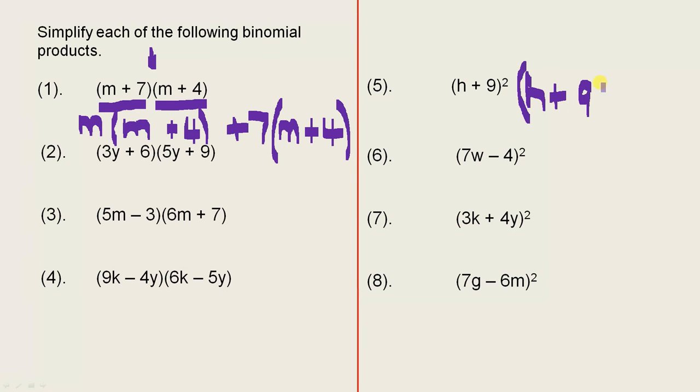Because it's squared, see that? All you do is you multiply it by itself. So we have h plus 9 here also. And then you just go through exactly the same procedure that I outlined here. Collect the like terms to end up with the answer. And it's exactly the same with the last 3.